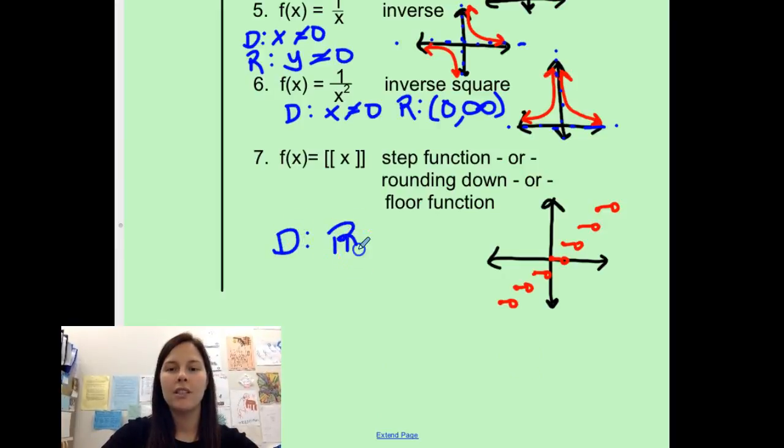And finally, everybody's favorite, our step function. Domain is all real numbers, but the range is integers only. As it's a rounding function, only integers come out of the function.